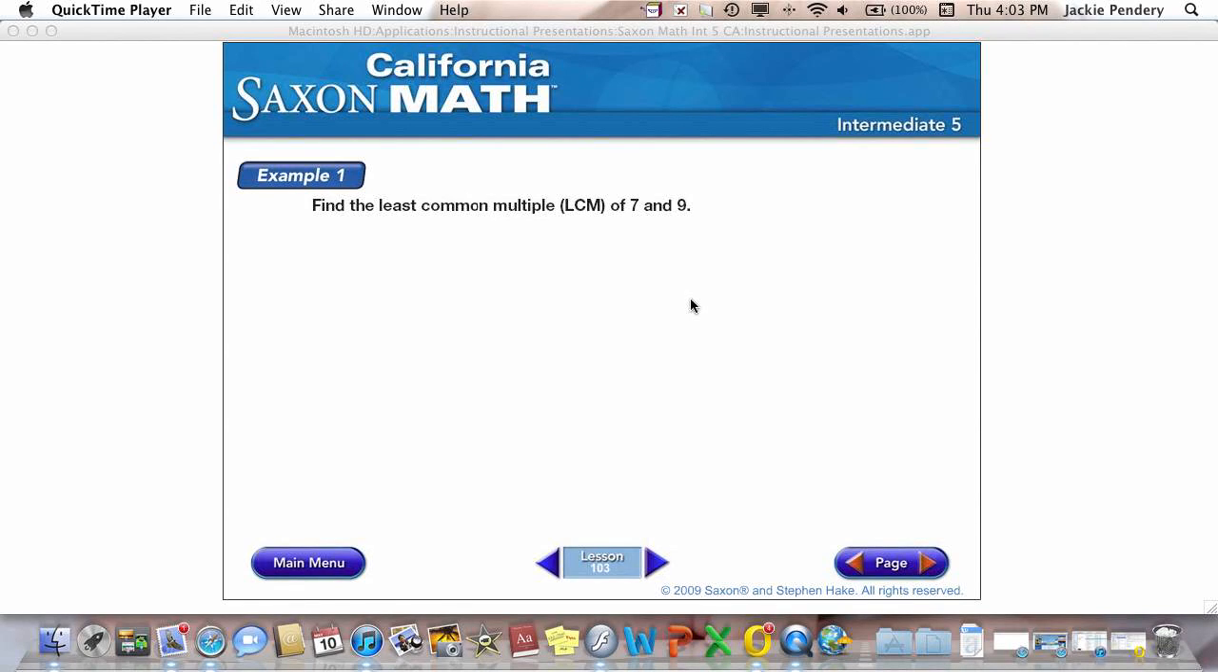Hi everybody, today we're going to be doing lesson 103, finding the least common multiple of two numbers. So first let's talk about what a common multiple is.